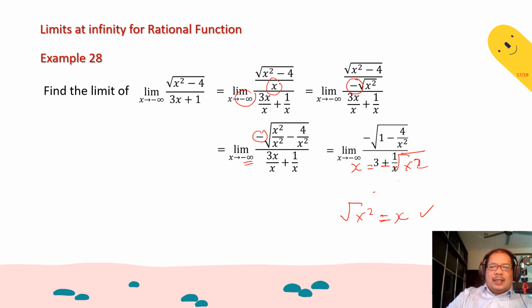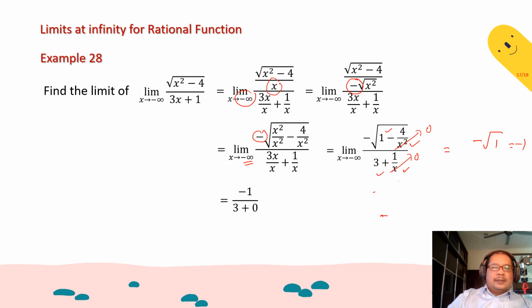Okay, and then we simplify. x squared over x squared is 1. 4 over x squared, you leave it as is. And then 3x over x equals 3, and 1 over x. When x approaches negative infinity, 4 over x squared becomes 0 and 1 over x is also 0. So we get negative square root of 1, which is negative 1, over 3 plus 0. So the answer is negative 1/3.